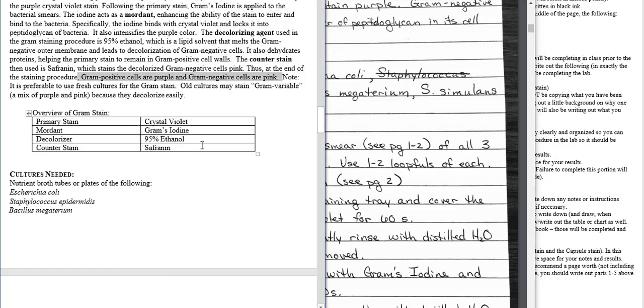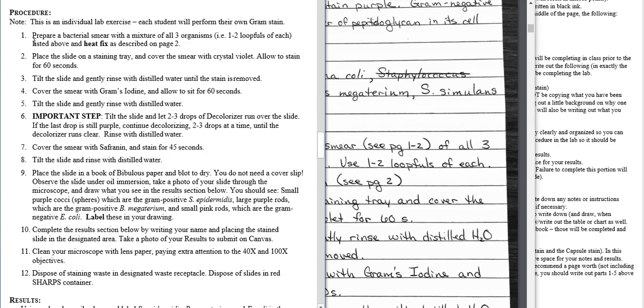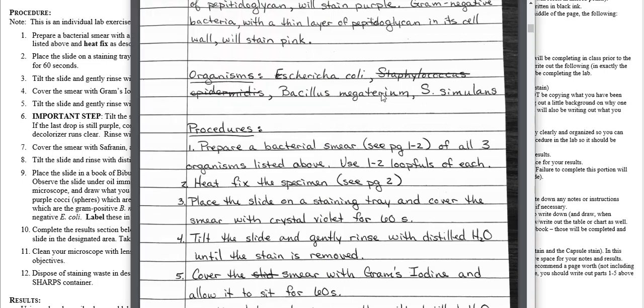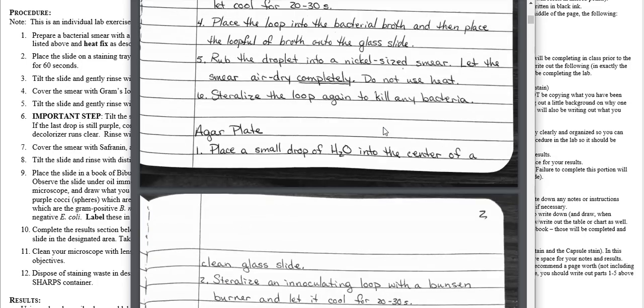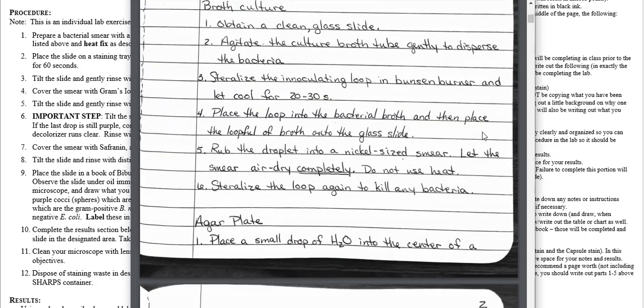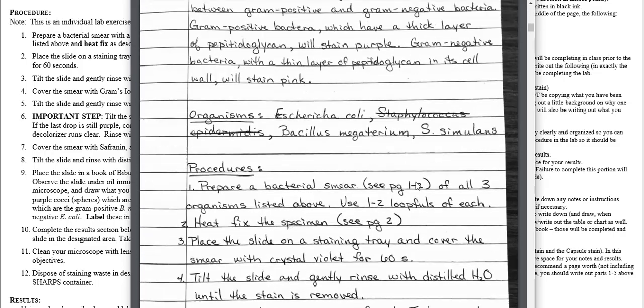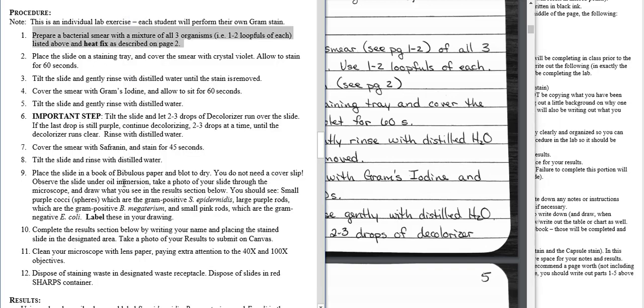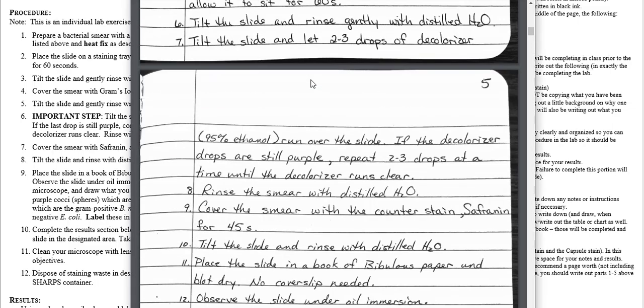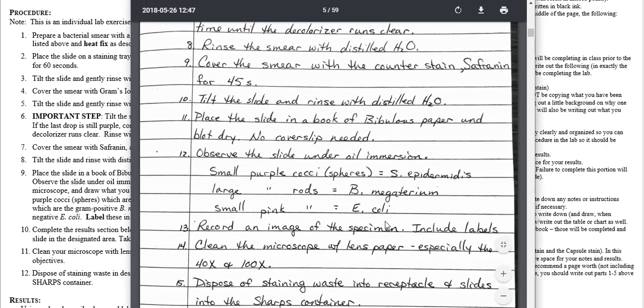So here for the procedure, you'll notice that it says step 1 is prepare a bacterial smear with all of the 3 organisms. So here, prepare bacterial smear, see page 1 and 2, because that's what they were for her, page 1 and page 2. And then of all 3 organisms listed above, use 1 or 2 loopfuls each. And then even in the second step, heat fix the specimen, see page 2. And then continuing on here. So here is going through the entire procedure of how to do a gram stain. So she goes through the entire procedure of how to do a gram stain.